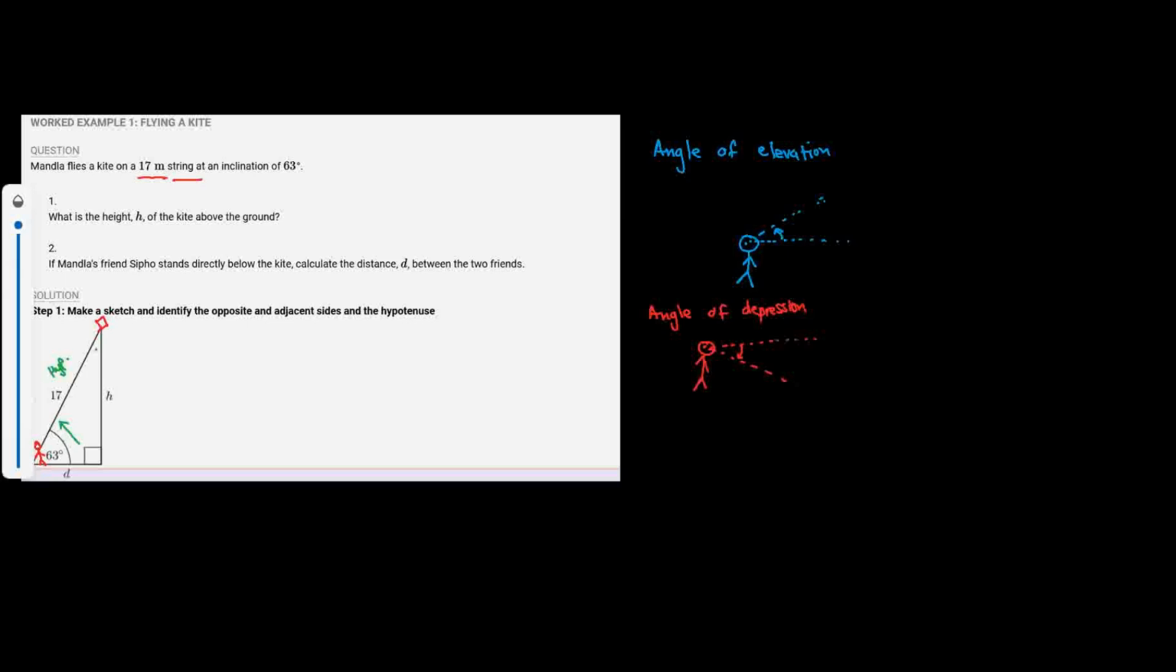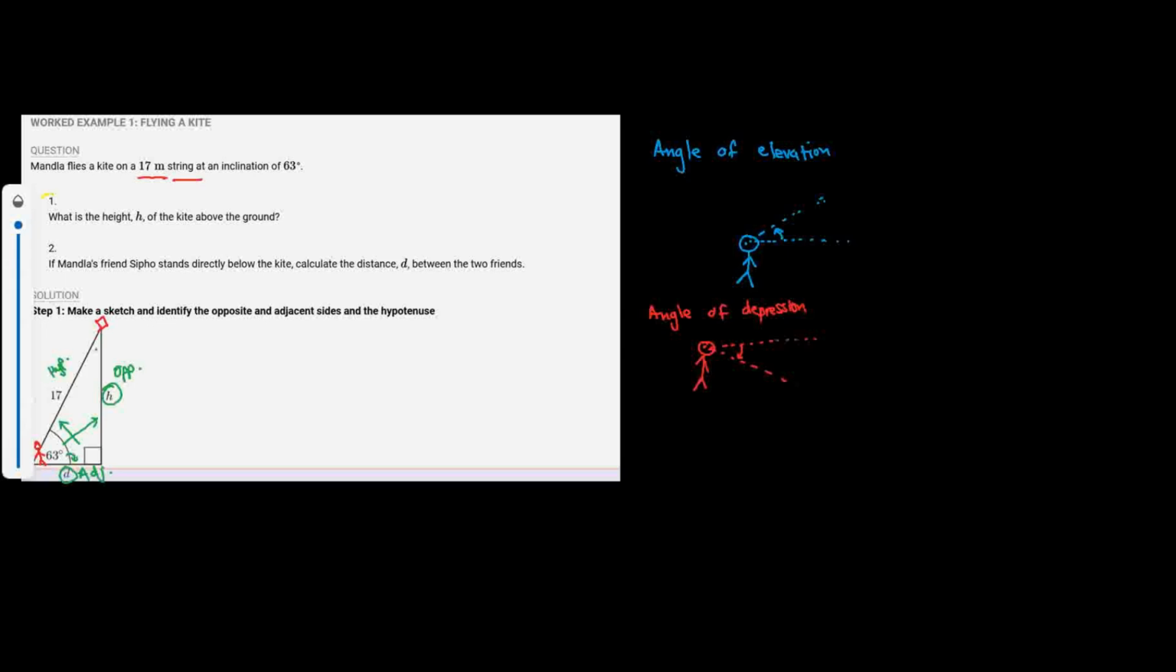So remember, theta is basically an angle, and they gave us what that angle is. It's 63 degrees. So with reference to 63 degrees, this side H will be the opposite. It's opposite to 63 degrees. And this side D will be the adjacent side.